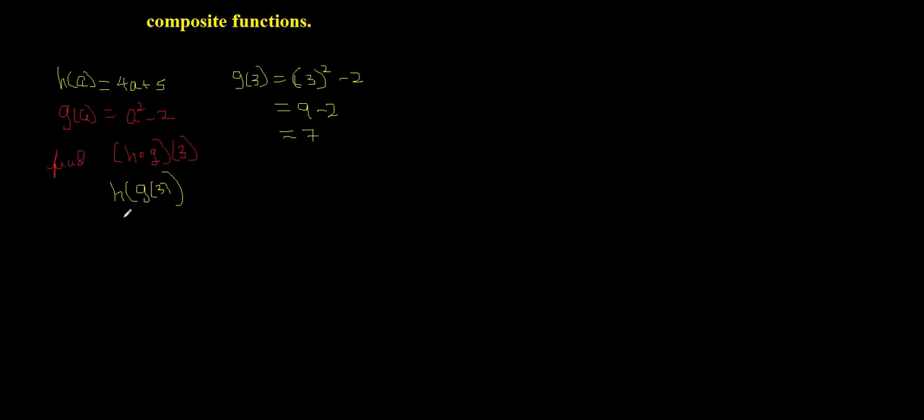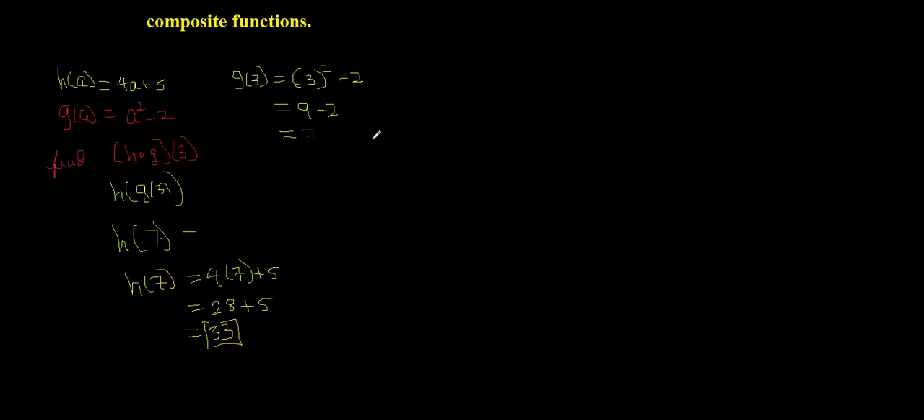Then we have to compute h of 7, because this is what g of 3 was. So for that we need to come up to the other function. That means that h of 7 is really 4 times 7 plus 5. And of course, 4 times 7 is 28, and then we add 5 more. That gives us 33. All right, so that's one example.